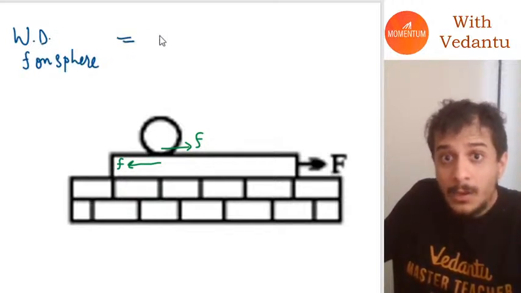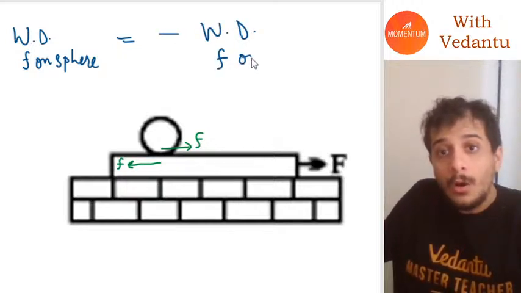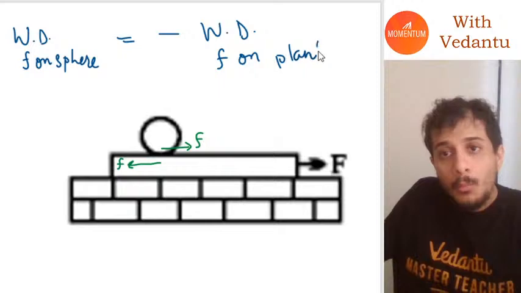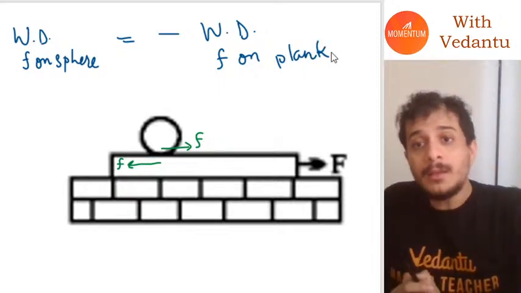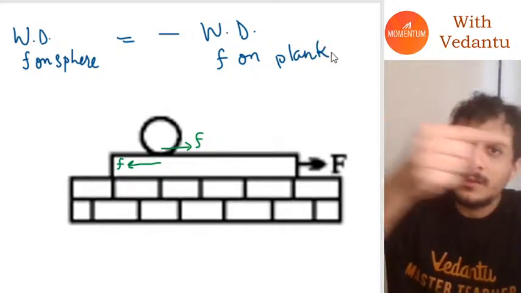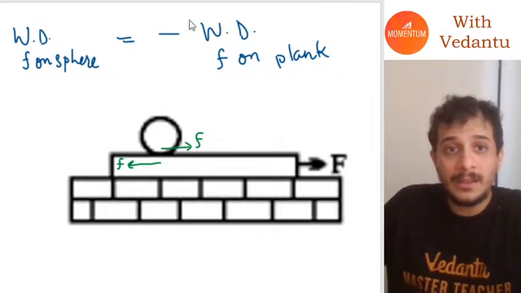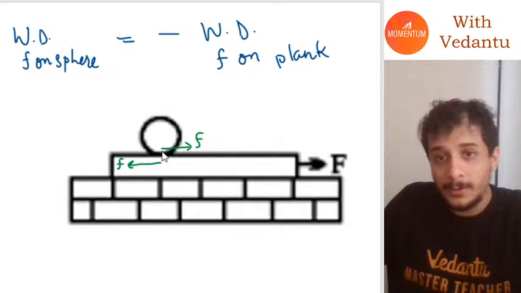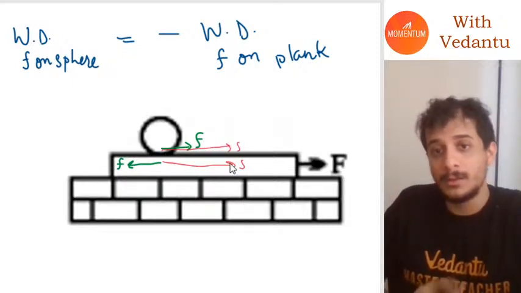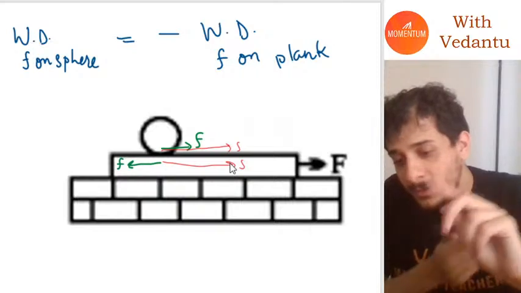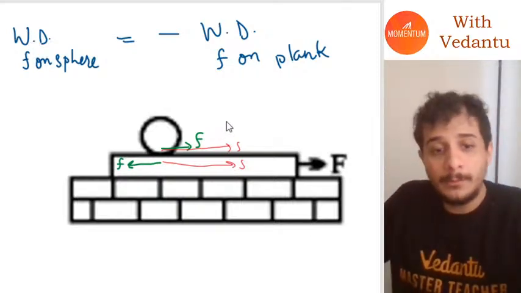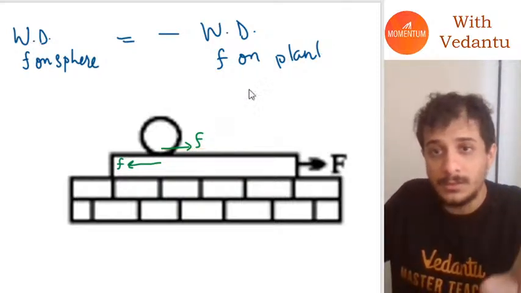will be equal and opposite to work done by friction on plank. Why? Because on the sphere, the force is in the right direction. On the plank, the force is in the left direction. But the displacement is the same for both. After some time, the displacement of this bottommost point will also be this. Displacement of this plank will also be this. So one work will be negative, one work will be positive. The work will be equal and opposite to each other.